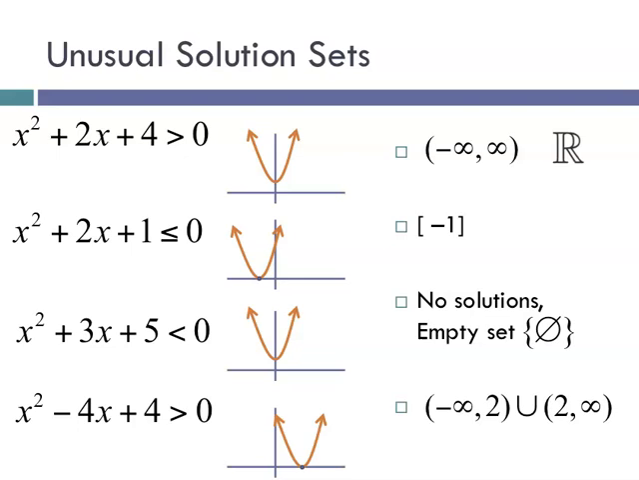And those are the 4 types of what you might consider more unusual solution sets, but that's the general idea when it comes to solving a polynomial inequality.